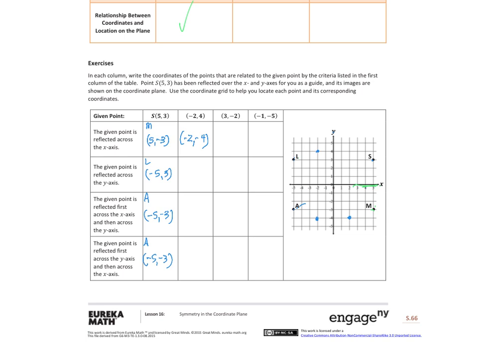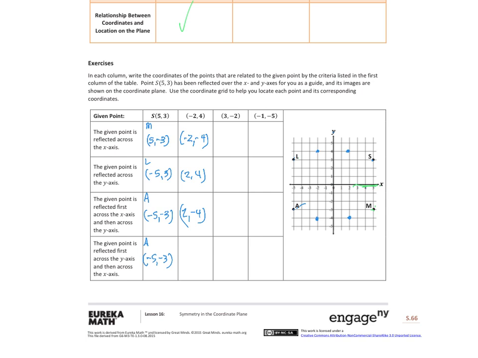Wait, am I at 2? Wait, let me go back and look. So negative 2, 4, and it says I'm first, wait, I didn't do that right. I think I jumped down to the bottom one. It's reflected across the y. So now that is just 2, 4. Okay, then let me go back to this other one. I'm starting out at negative 2, 4, and I'm first going across the x and then over to the y. So that one is going to be my 2, negative 4. Got it.